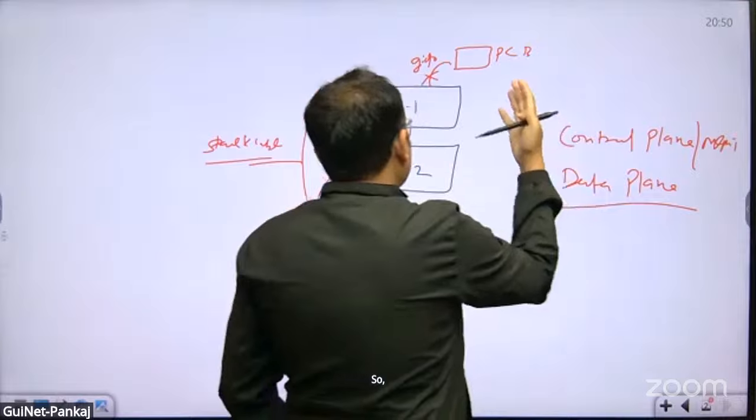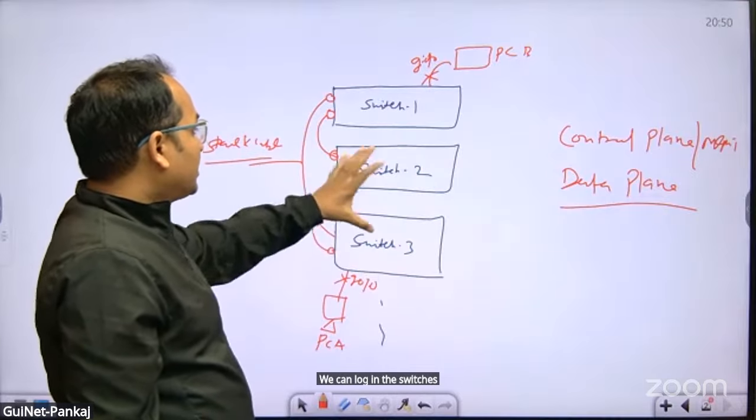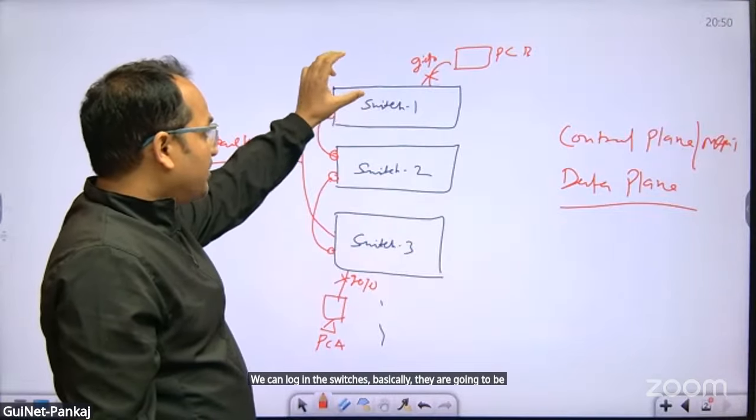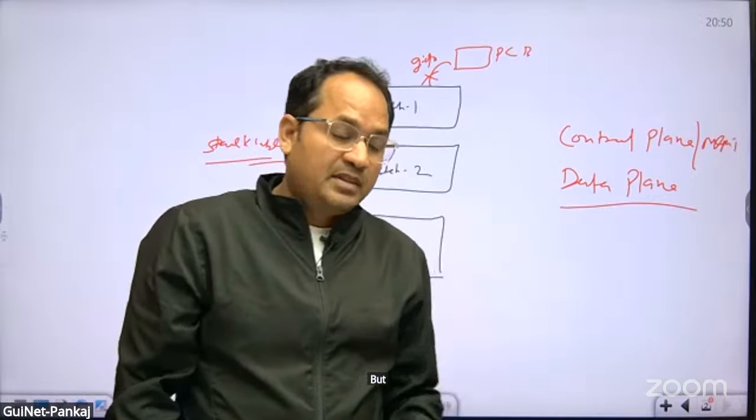So control plane means how we can log in to the switches. We can log in to these switches, and basically they are going to be different. They have management IP addresses also, when they are going to be stacked, right? But there are two concepts.